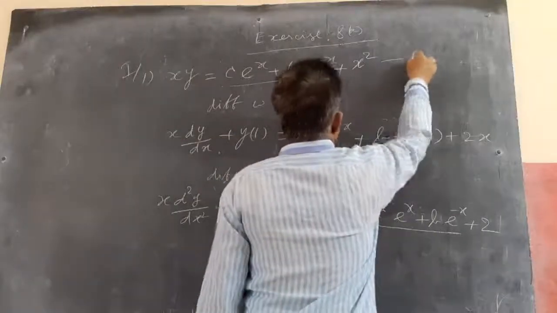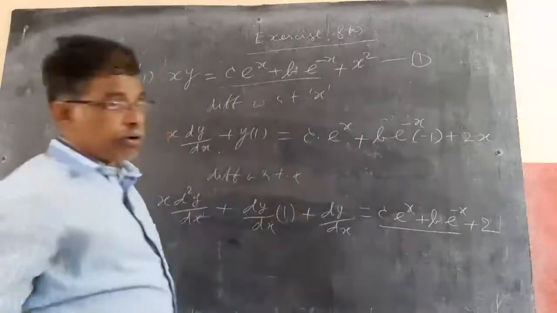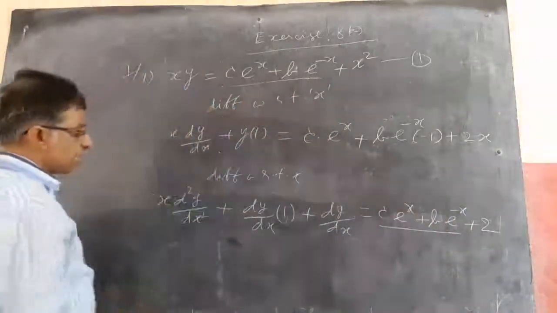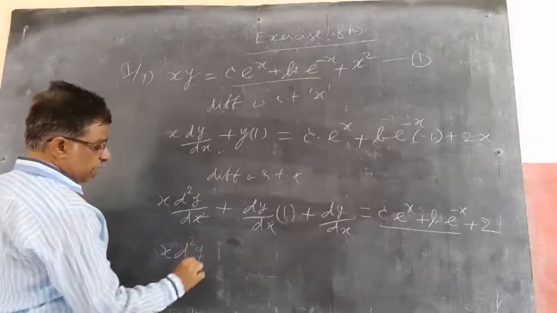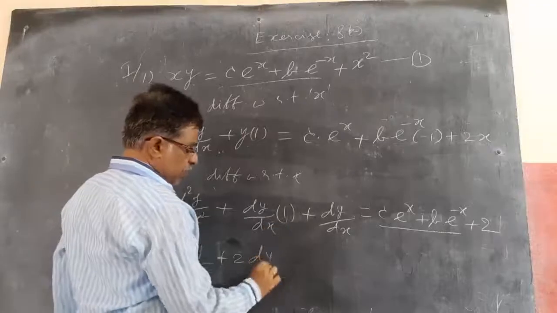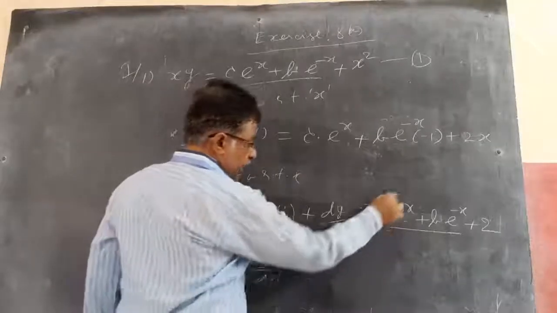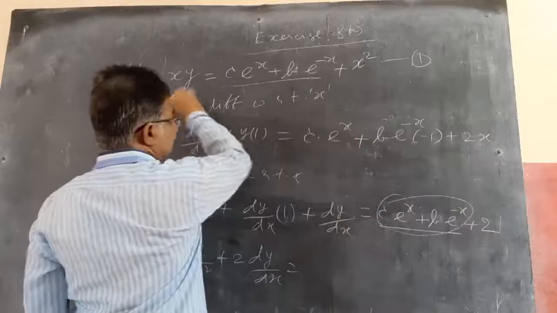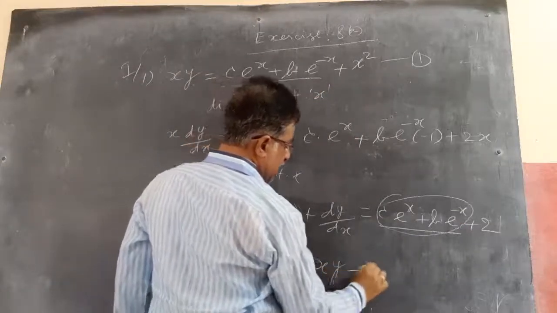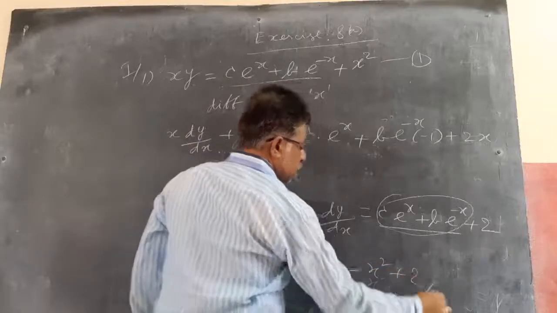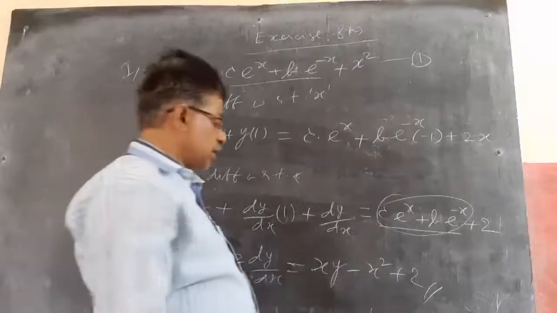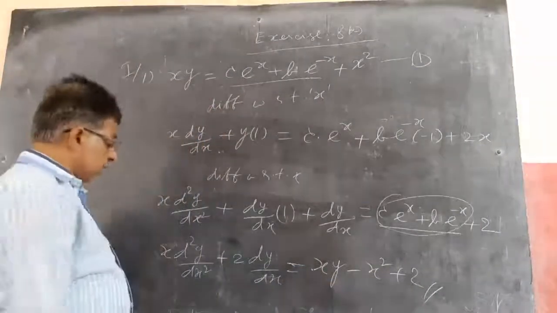From equation 1, c into e^x plus b into e^(-x) is xy minus x². So in place of this I can write xy minus x². So it becomes x d²y/dx² plus 2 dy/dx equal to, in place of this I can write xy minus x² from equation 1, xy minus x² plus 2. Now there are no arbitrary constants. Now this is a differential equation.